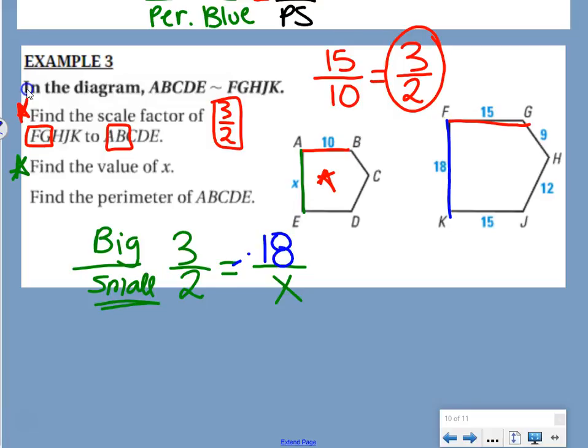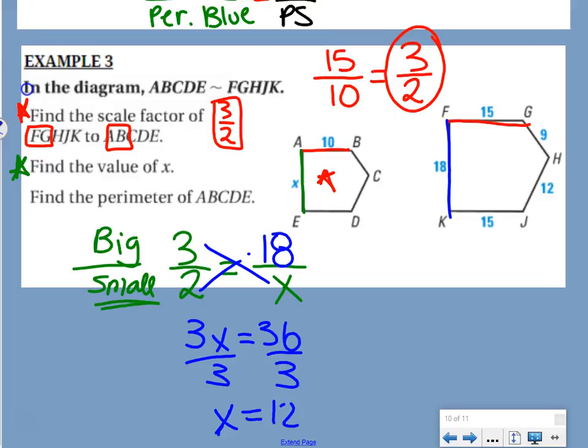Solve for x by using cross multiplication. We get 3x equals 2 times 18, which is 36. Divide both sides by 3 to get x all by itself. X equals 12.